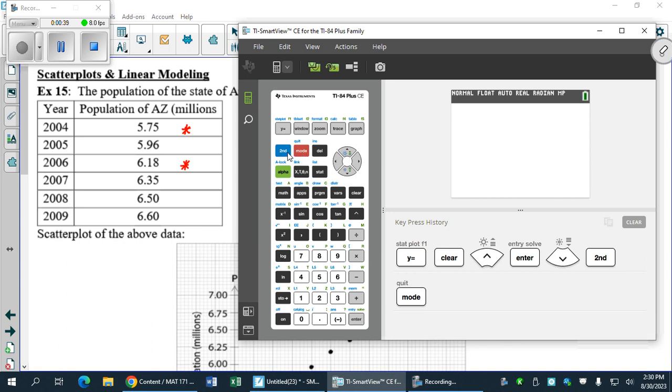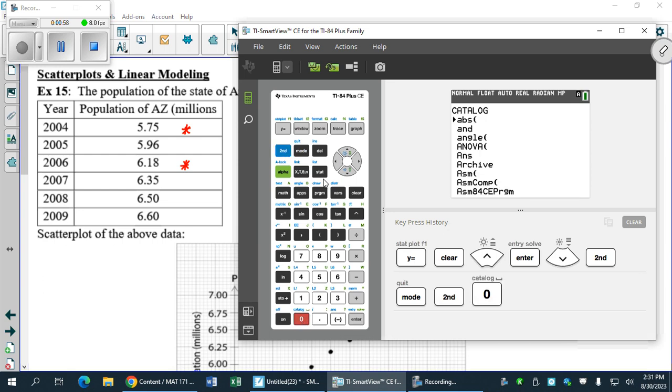The next thing I need to do is turn my diagnostics on so that I will be able to get that R value that I was speaking about in your set of notes, okay? The correlation coefficient. Remember that R value tells you how good of a fit your model is for the data. So in order to do that, you're going to hit second, 0.